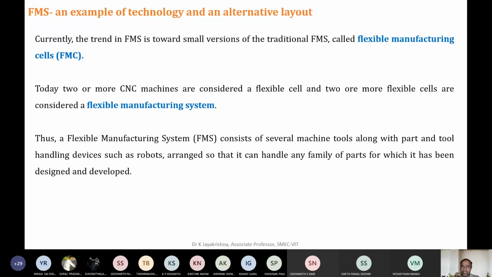Okay, so if your cell is flexible, that is, if you could arrange the machines in a cell based upon the requirement of the product or the requirement of the process, then that is called a flexible cell. If you have two or more flexible cells, we call it a flexible manufacturing system. A flexible manufacturing system normally consists of several machine tools with certain tool handling devices such as robots, by which you can handle many families of parts which you are going to design and develop.